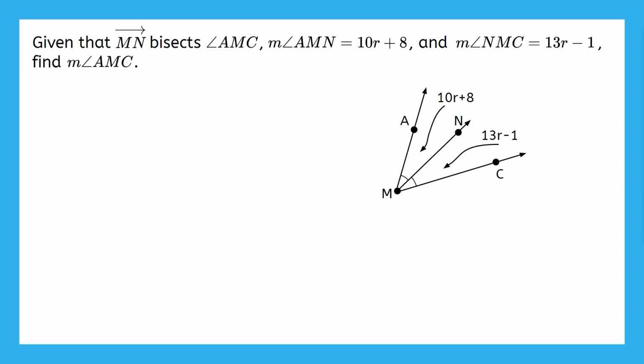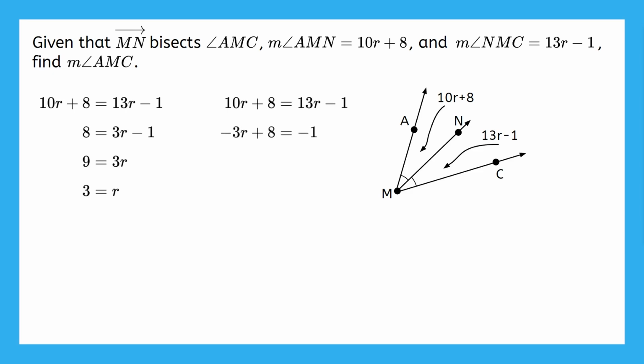Well, since the angles equal each other, we can set these expressions equal to each other. Take a moment to finish solving this on your own. Did you subtract 10R from both sides? Did you then add 1 to both sides? And then divide by 3? Or maybe you subtracted 13R and then subtracted 8. And then divided by -3. Either way, we get 3 for R.